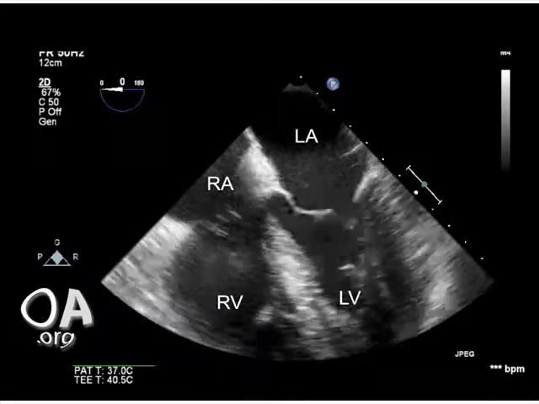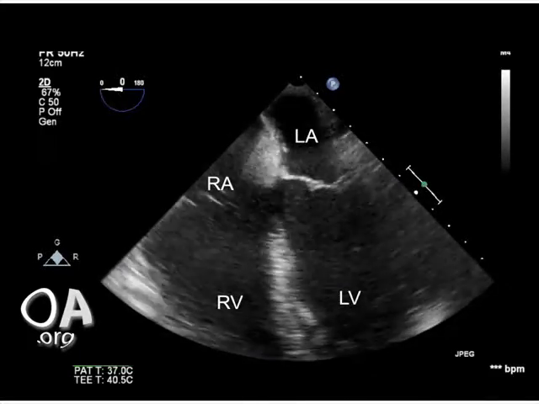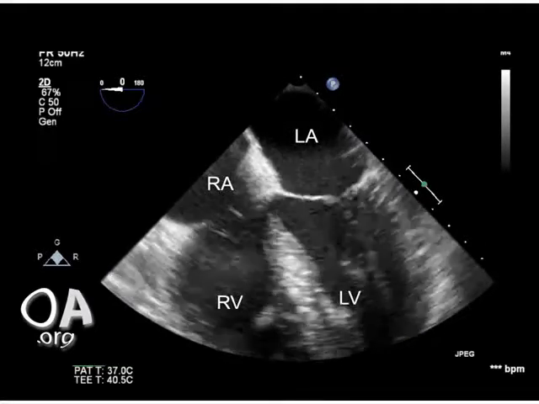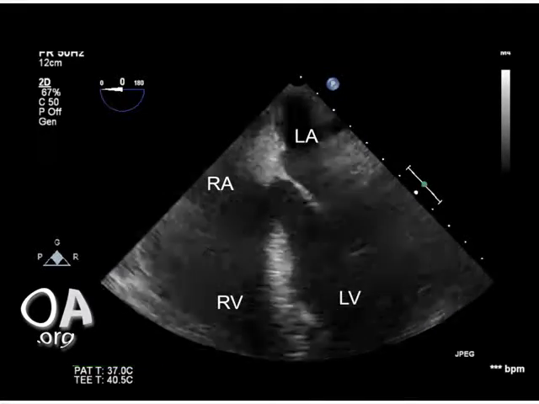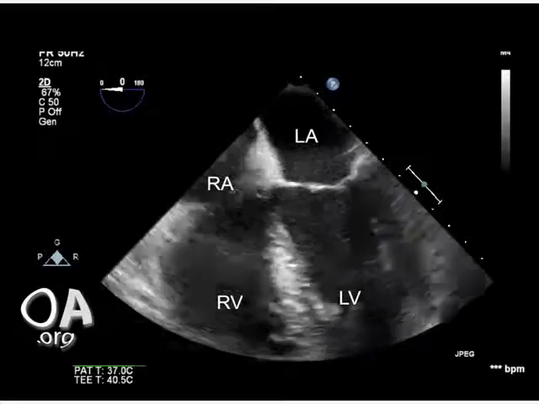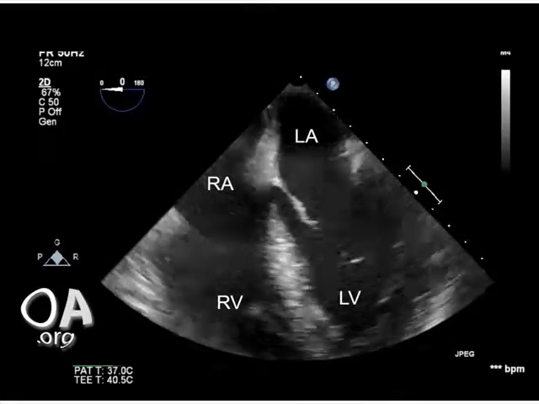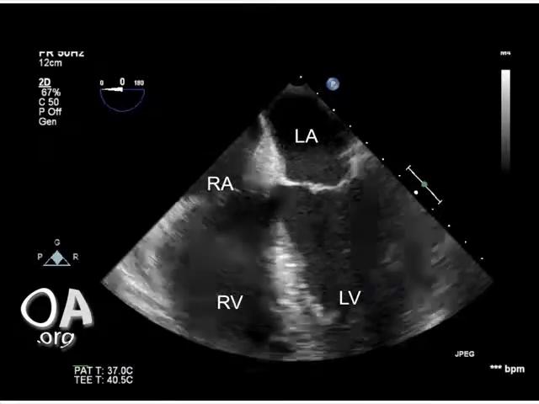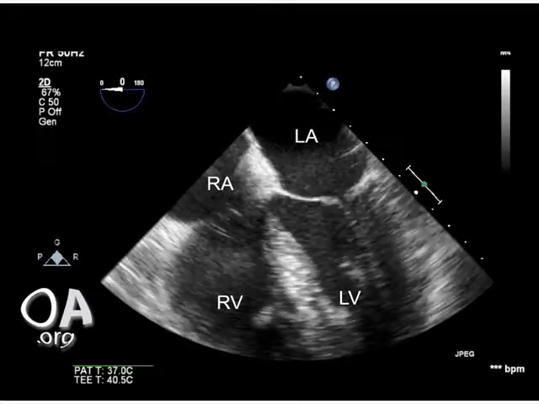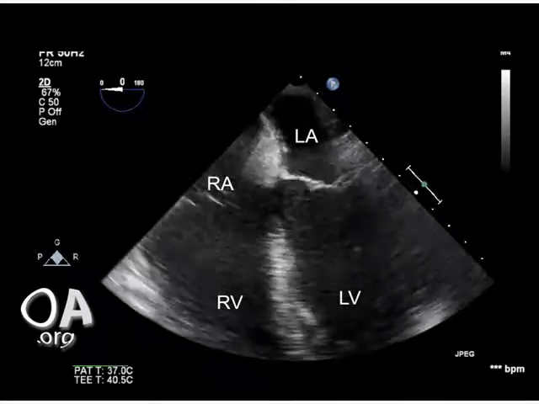This is the mid-esophageal four-chamber view at 0 degrees. The chambers are labeled as noted. The ventricular septal defect is not readily apparent in this view, although the interventricular septum appears as if there's dropout or maybe a defect in the basal portion near the anterior leaflet of the mitral valve.